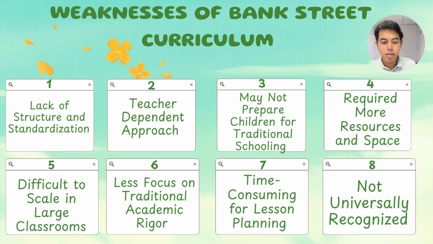The third one is may not prepare children for traditional schooling. Children who leave a Bank Street program may struggle to adjust to a more rigid educational system in nations or schools that emphasize rote learning. Standardized testing and academic success: because learning is primarily experience-based and child-driven, students may not acquire good test-taking abilities, which could be detrimental in competitive academic situations.